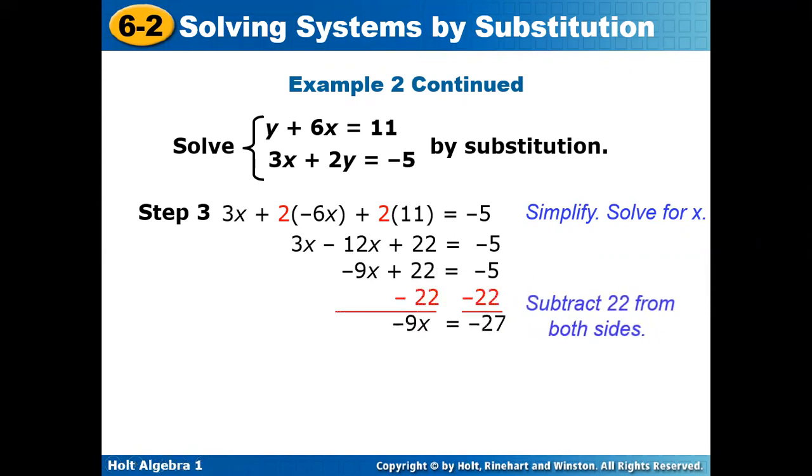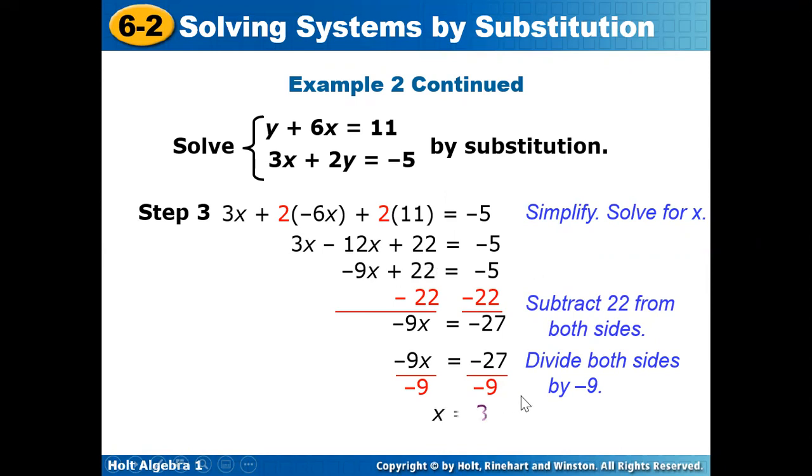Subtract 22 from both sides. So we get -9x equals -27. Divide both sides by -9. -27 divided by -9 equals +3. So we now know that x is equal to 3.